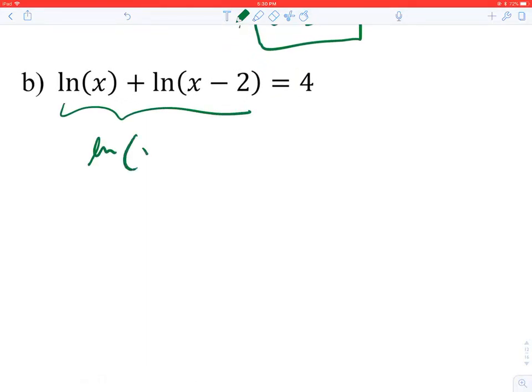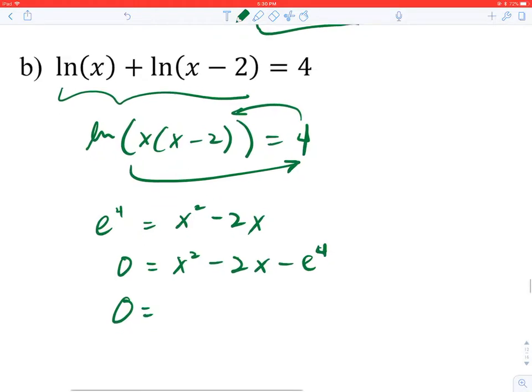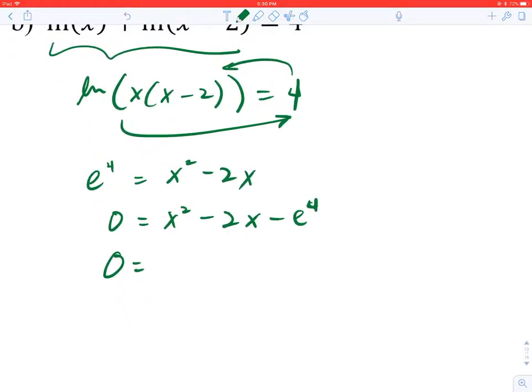Okay, rewrite as a single logarithm. So this is going to be e raised to the 4th is equal to x squared minus 2x. This is just a quadratic. So that cannot be factored. So we're going to actually have to use the quadratic formula here.